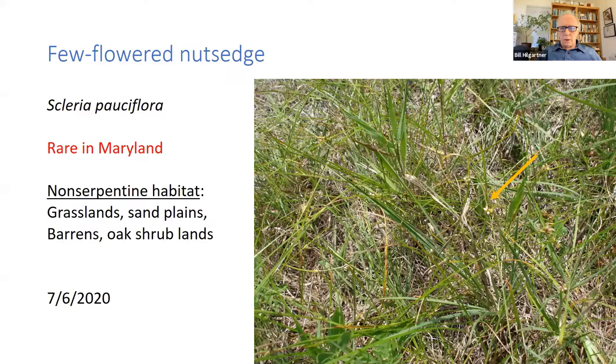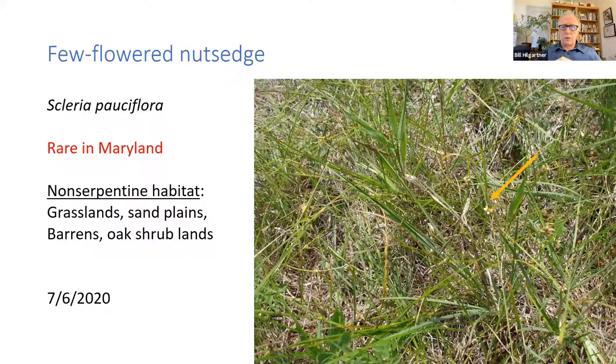I think after I first saw the fame flower in 1999, I was looking around some more. I saw this one, and this struck me as just fascinating. This is a sedge. It's got this beautiful white achene at the top, very distinctive looking. But it's a sedge that, here it is again, growing on very dry soil. It's also found in grasslands, sand plains, barrens, and oak shrublands.